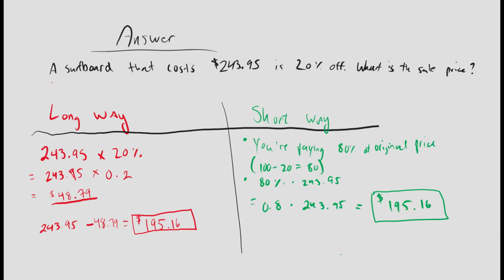Now then, the surfboard that costs $243.95 is 20% off. What's the sales price? Here's the two methods. You could do $243.95 times the 20% to get $48.79 and then subtract it from the original price and get $195.16. Or you can say that if it is 20% off, I'm actually paying 80% of the original price, and multiply 0.8 by $243.95 to get $195.16. You get the same answer either way.